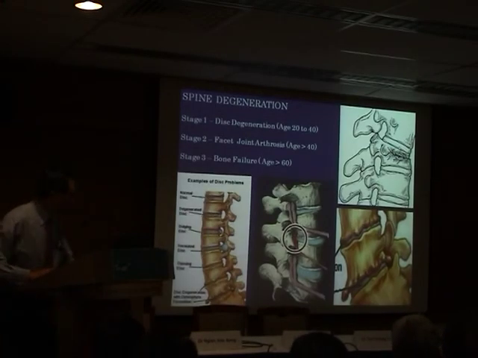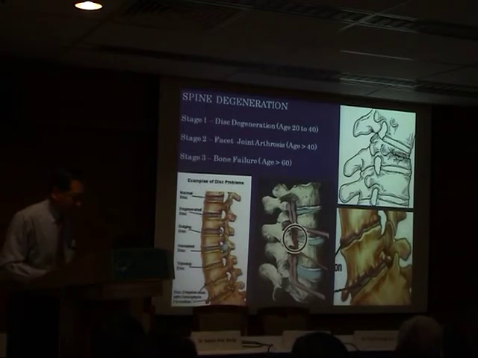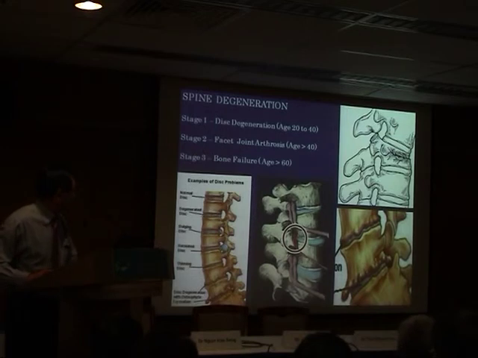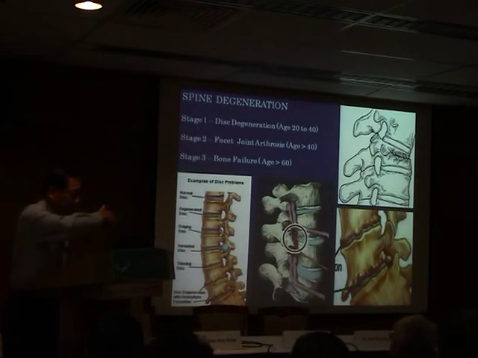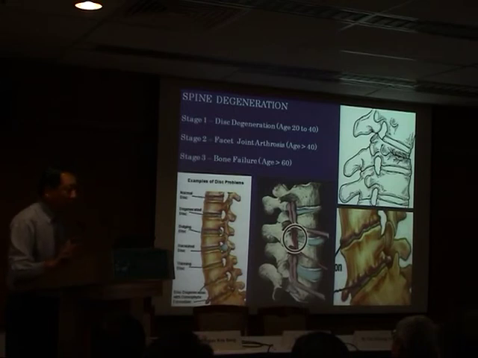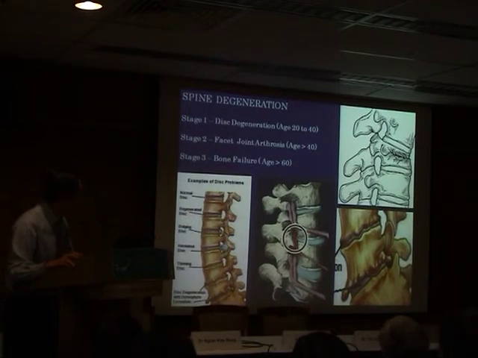Now, basically the degenerative process of the lumbar spine, we can divide into 3 stages: the early stage, middle stage, and late stage. In the early stage, we mainly see degeneration of the disc. This most of the time happens from age 20 onwards. 20 to 40 is the most common group of patients that we see. They present with back pain, sometimes slip disc.